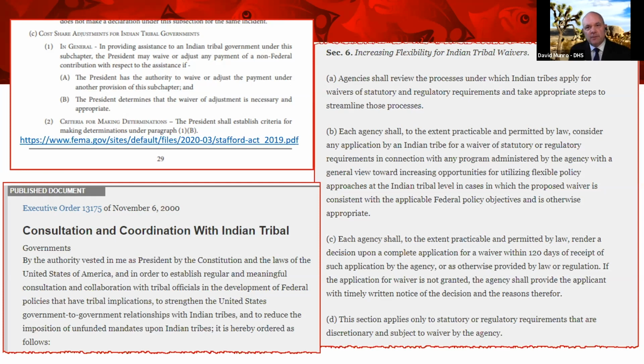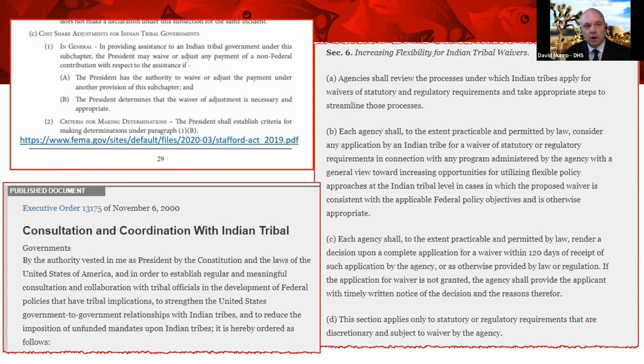The appeals process that's established within the guidance doesn't necessarily mean that that's the last stop for a tribe, if it ends up with an answer that it doesn't want to accept and wants to work with the federal government on.